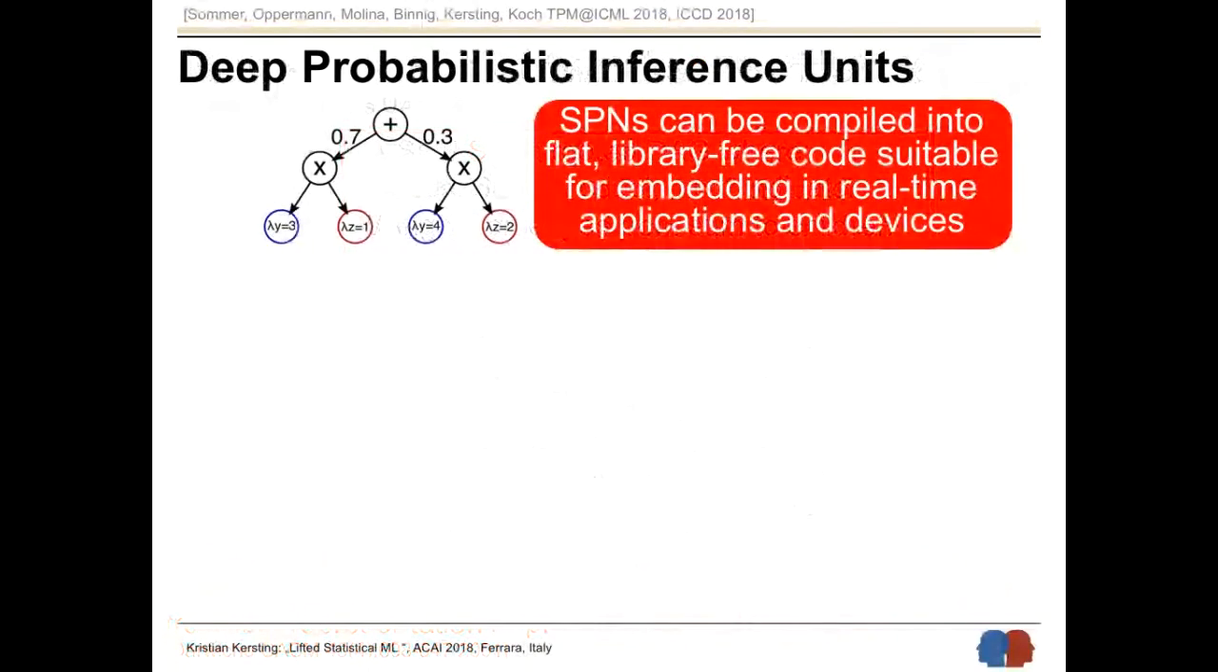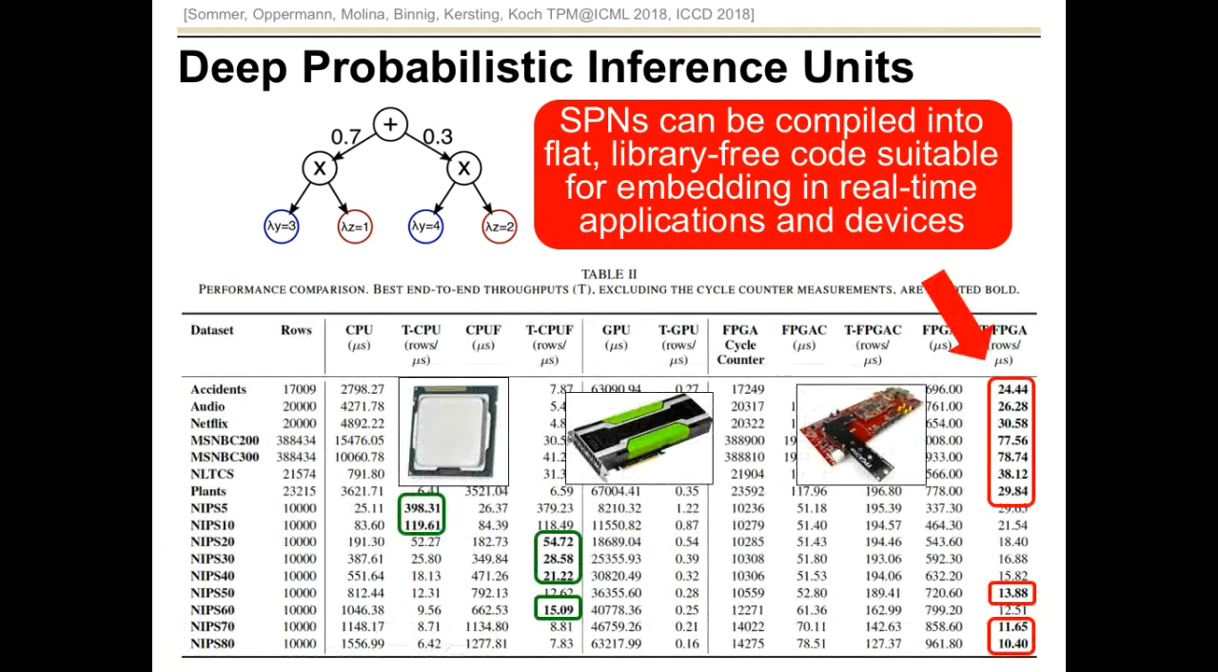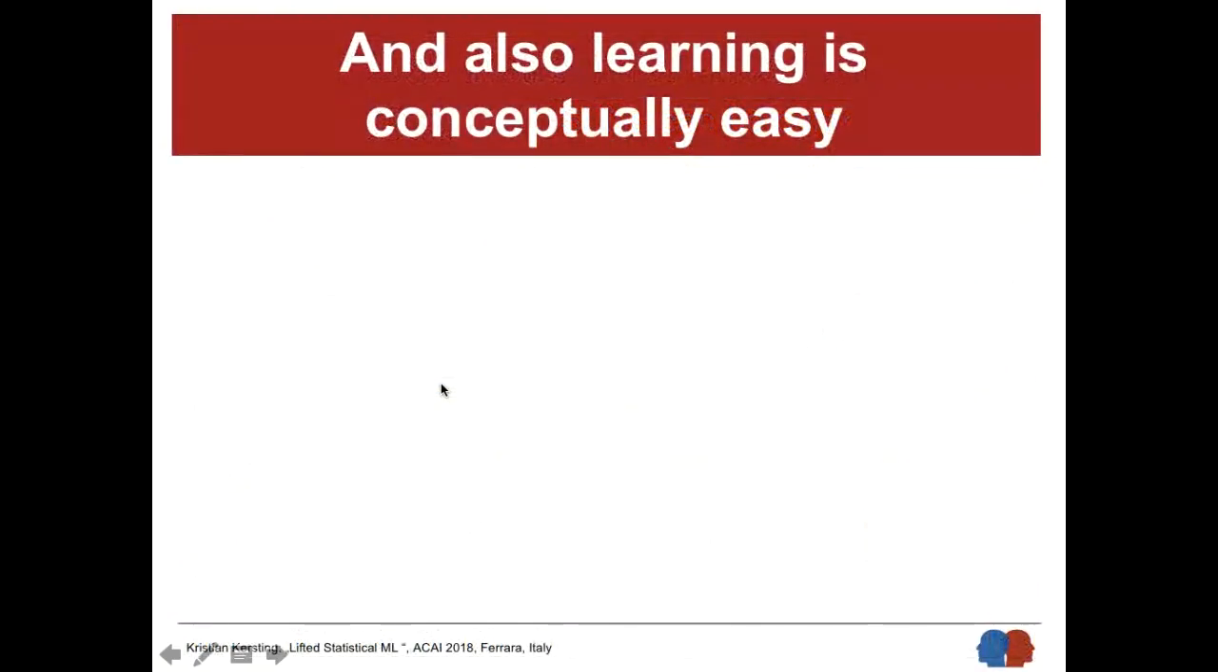But why are we interested in that? Well, first of all, these are computation graphs, so you can also compile them directly to FPGAs. And this is very efficient because it can be even more efficient than TensorFlow. And also learning is very simple. But learning we will touch on after the break, because I see Fabrizio needs his coffee.